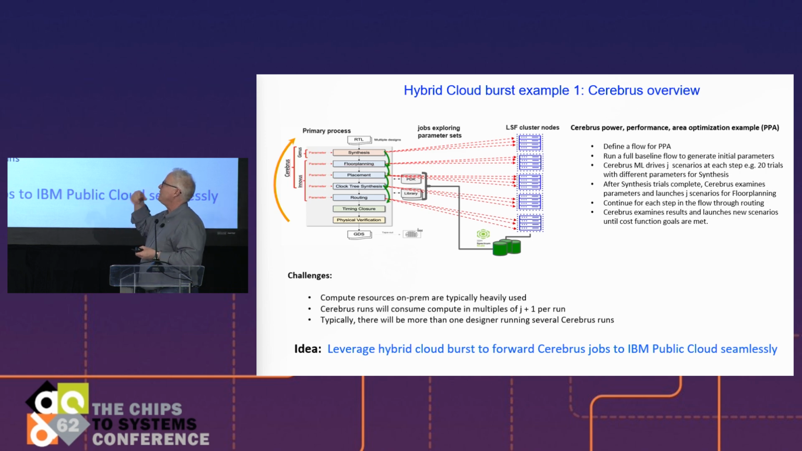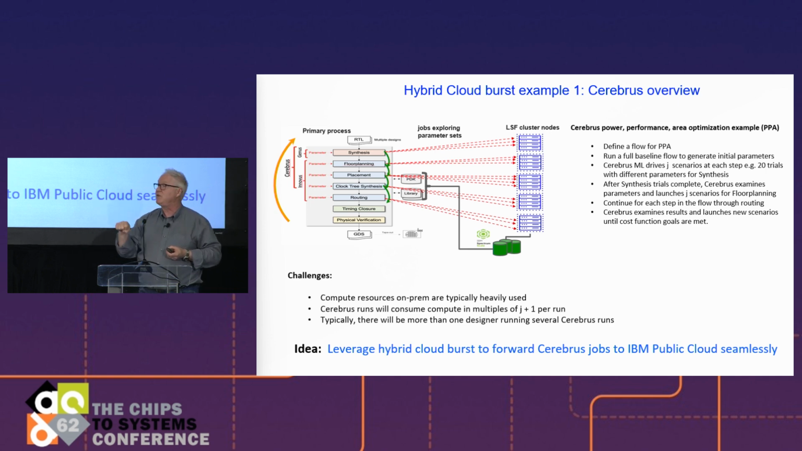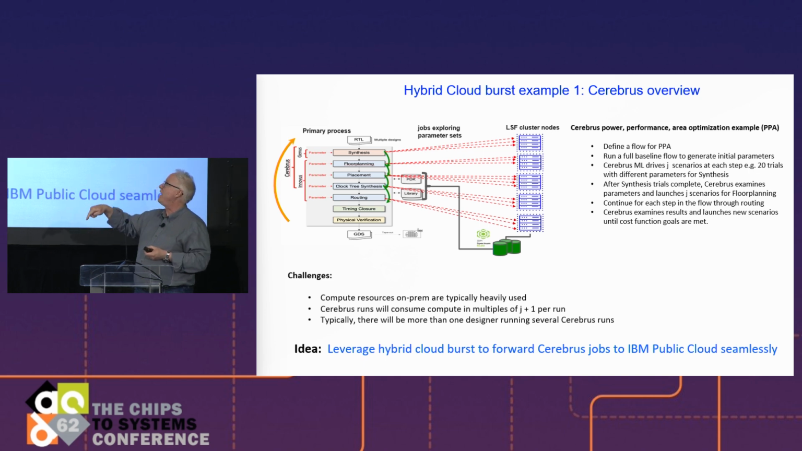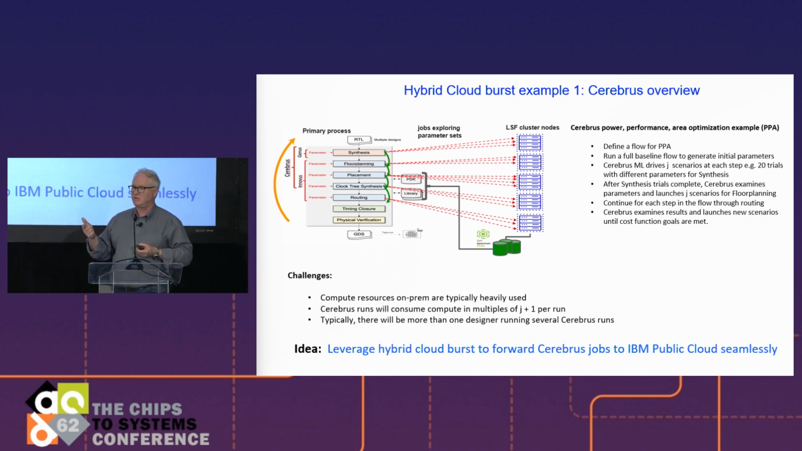Once those finish, you're going to pass parameters on to floor planning. You're going to do 20 concurrent floor planning runs. Then you're going to go on to placement, clock tree synthesis, routing, et cetera. At each stage, you're going to launch J processes. And at the end of this, there's an AI engine sitting on top that analyzes the parameters that were just generated, chooses optimal parameters for the next set of runs, and then continues this loop until you either satisfy a cost function or a certain number of iterations through the flow.